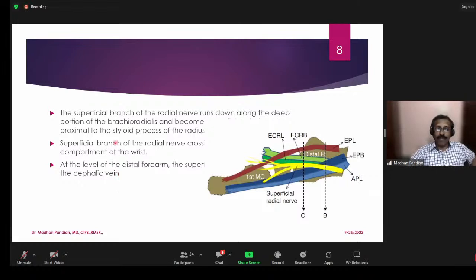Now, at the level of extensor compartment 1, you could see the sensory branch of the radial nerve over it. And this is a potential threat for any IV cannulation on the cephalic vein. We really do not take care of this; we just cannulate. It is something called the anesthetic vein. How many times we have really injured the superficial radial nerve, we really do not know. Some people do complain of some amount of paresthesia because of injury to the superficial sensory radial nerve.